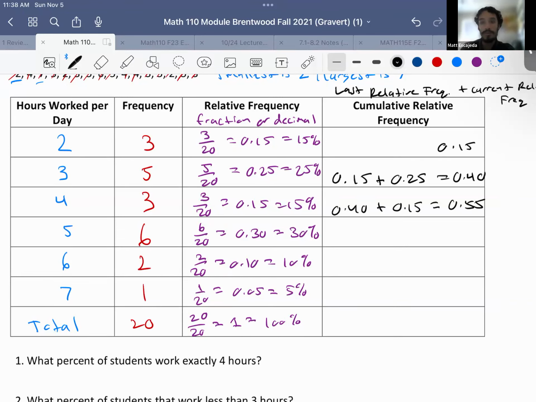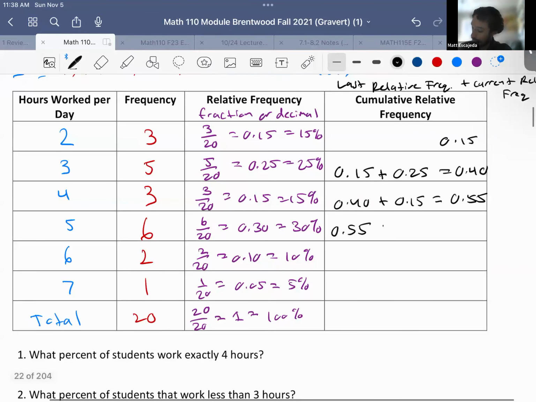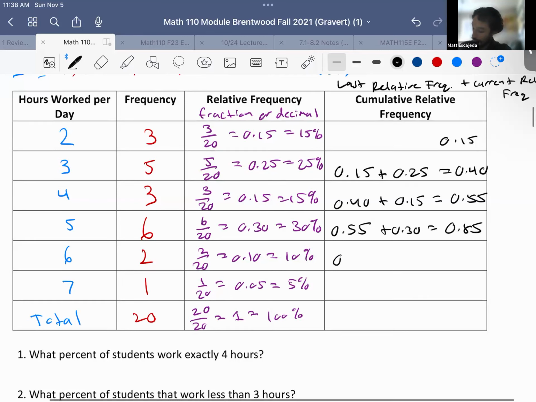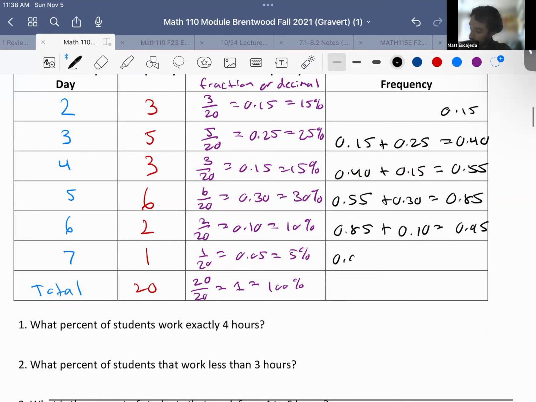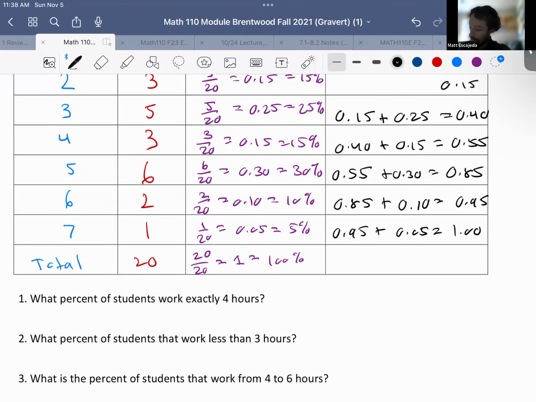Okay, if you're getting the idea, go ahead and jump to it. But I'll keep going. So 0.55 plus 0.30, and that's 0.85. Our next one is 0.85 plus 0.10. That's just 0.95. And then 0.95 plus 0.05, and that's basically 1.0. Okay, so that's good.